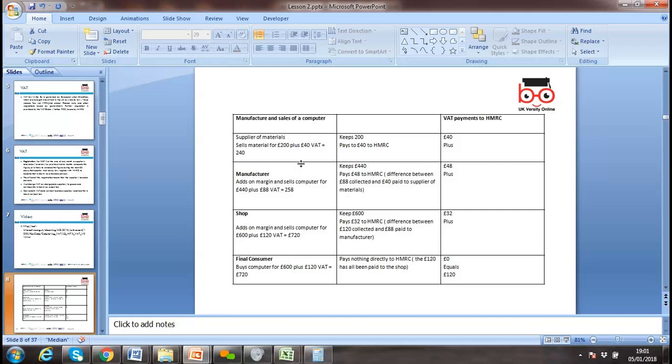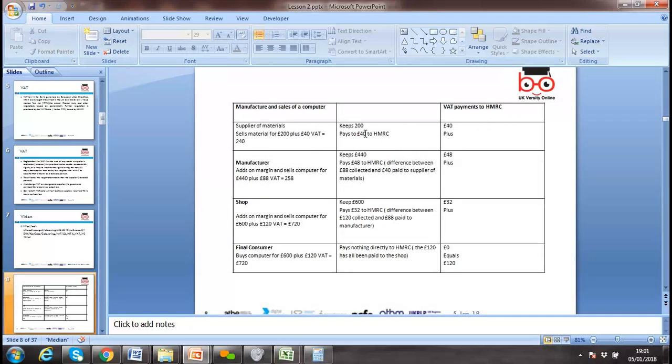The supplier of the material sells the material plus 40 pounds VAT, which goes to HMRC. We manufacture the goods and sell them for 440 pounds with 20% VAT on it. That is 88 pounds, but they will deduct the 40 pounds VAT they paid. Total VAT we are supposed to collect is 88 pounds. The difference between the VAT we paid on the material and the VAT we collected from our customer, we need to pay to HMRC.